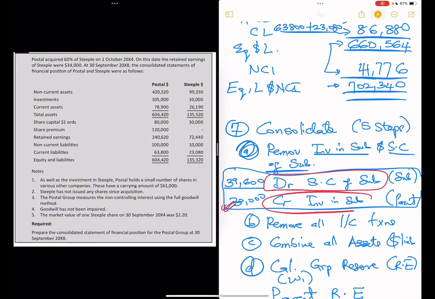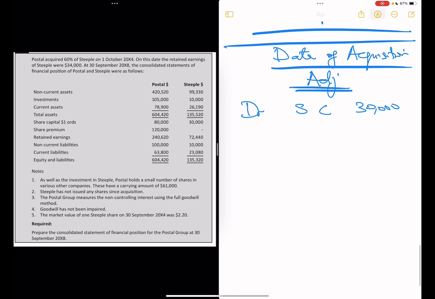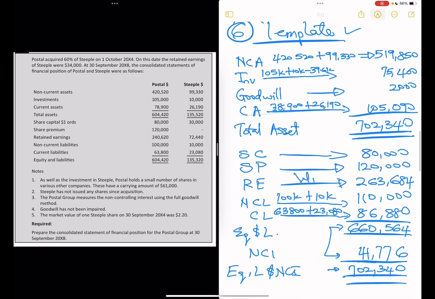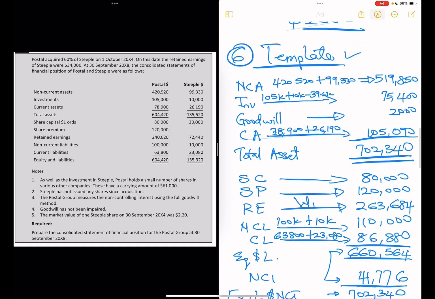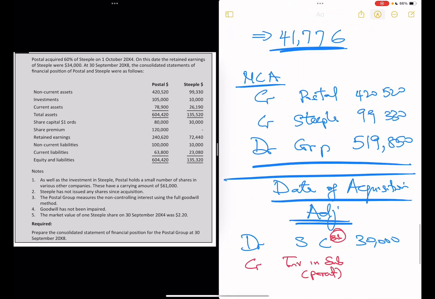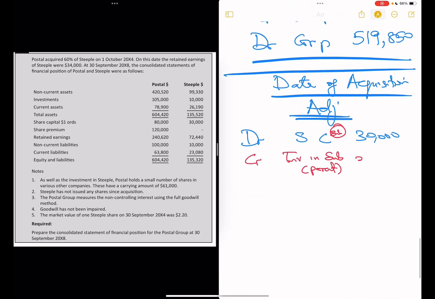Now the next thing, I'm going to credit investment in subsidiary, which is in the parent's book. So I'm going to credit investment in subsidiary. This is the parent's book. This is the subsidiary's book. The cost of acquisition, which is 39,600, if I'm correct. Let me just check quickly. Yes, 39,600. But it doesn't end there, it continues.